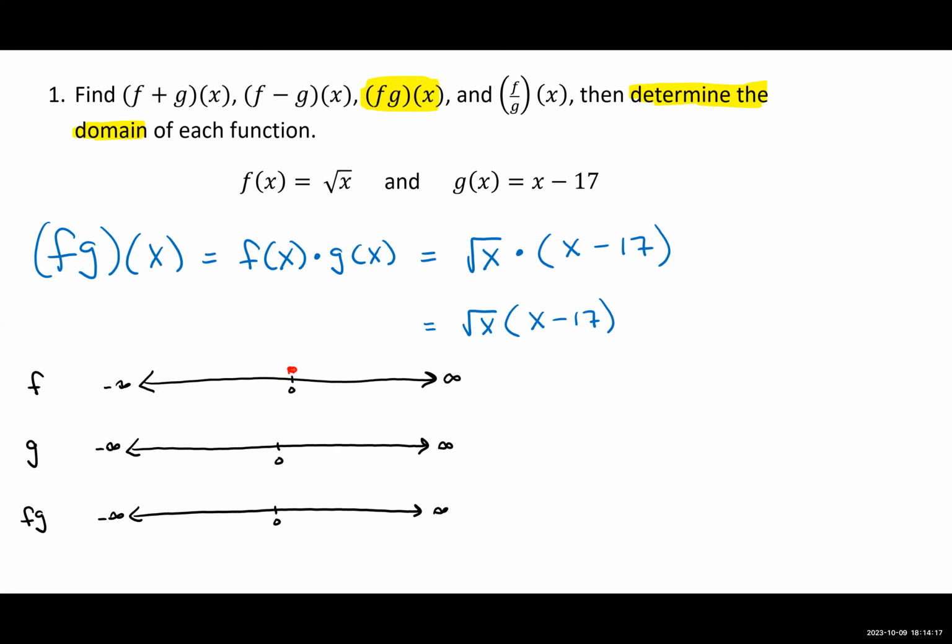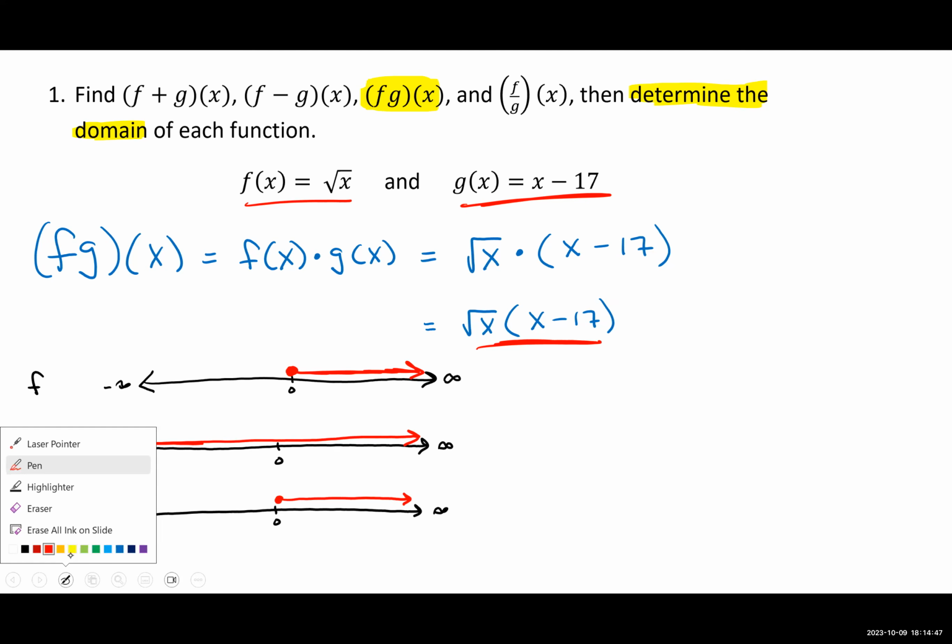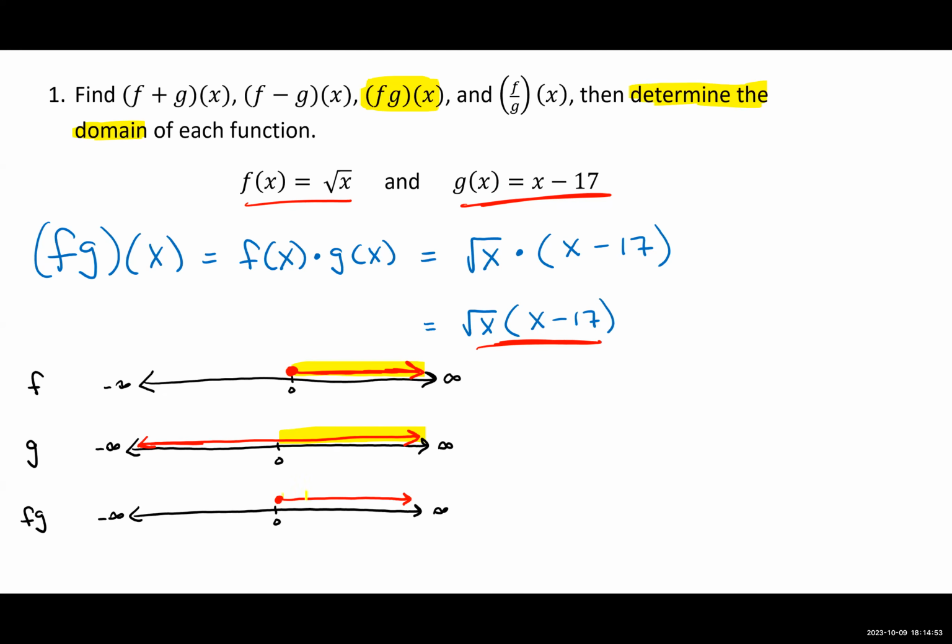Okay, so for the f function, 0 to infinity. Same as with the last two problems. With the g function, there are no restrictions, so the domain is all real numbers. And then our answer, f times g, well, that is the same as f. It has a square root of x, so no negatives. When I say the intersection, I'm looking at where all three domains overlap.